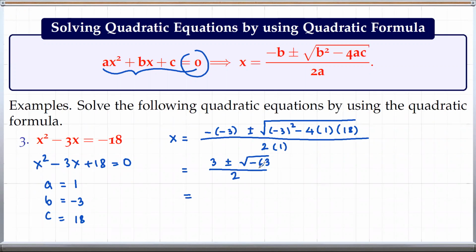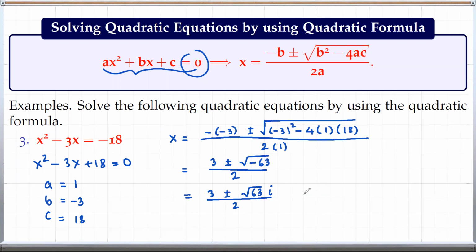We can simplify this a little bit more. So we have 3 plus or minus. And since we have square root of a negative number, this we can write as square root of 63 times i, since this is an imaginary number. So this divided by 2.